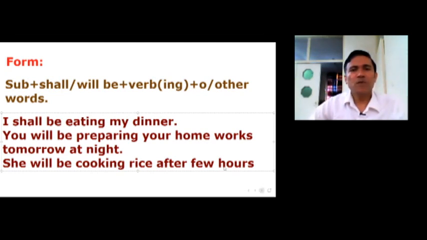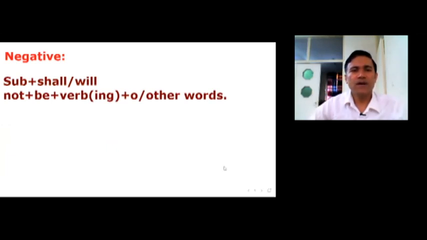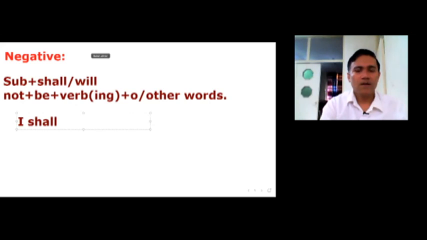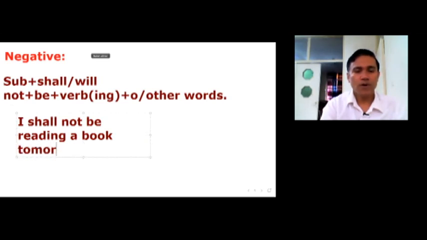Now we will see how to make these sentences negative. Okay, the structure is like this: subject plus shall or will not plus be plus verb ing plus object or other words. So let me write some examples here, like I shall not be reading a book tomorrow night.